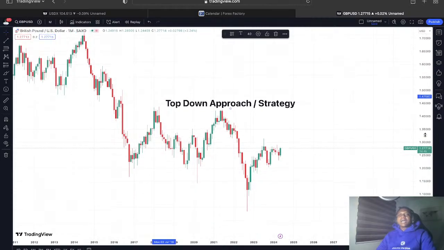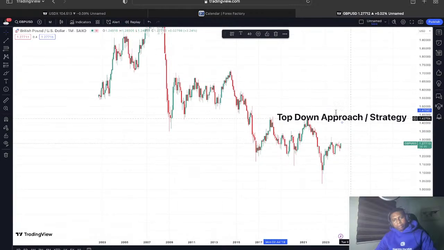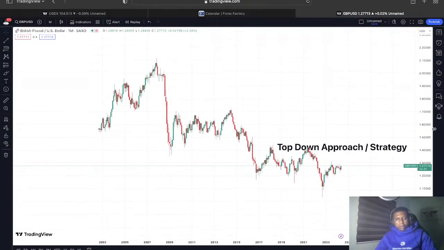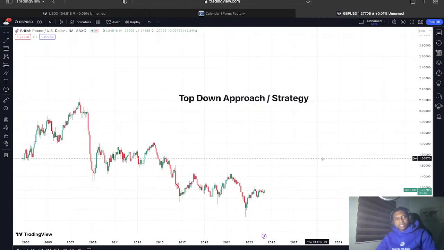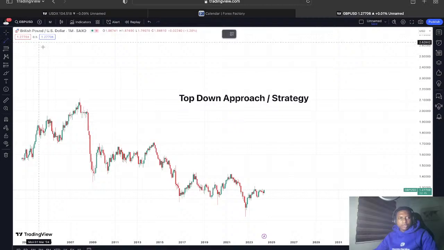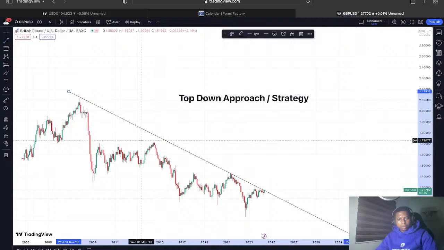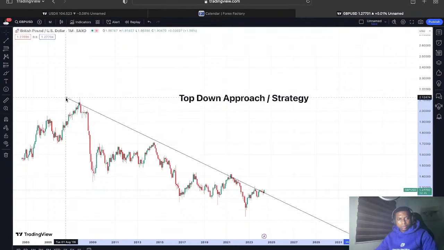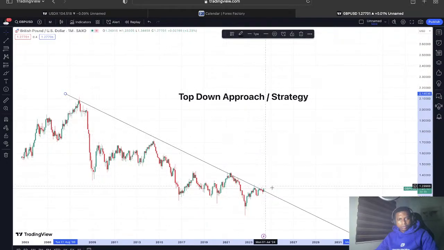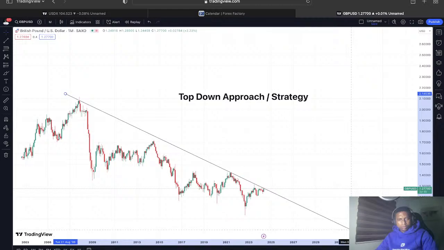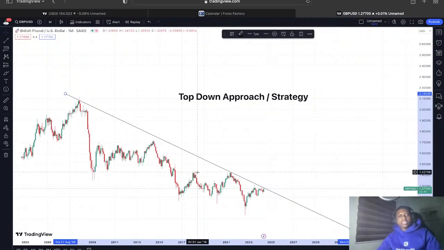Okay, good. So now let's look at the overall market direction. On Euro USD, the overall market direction has been bearish.